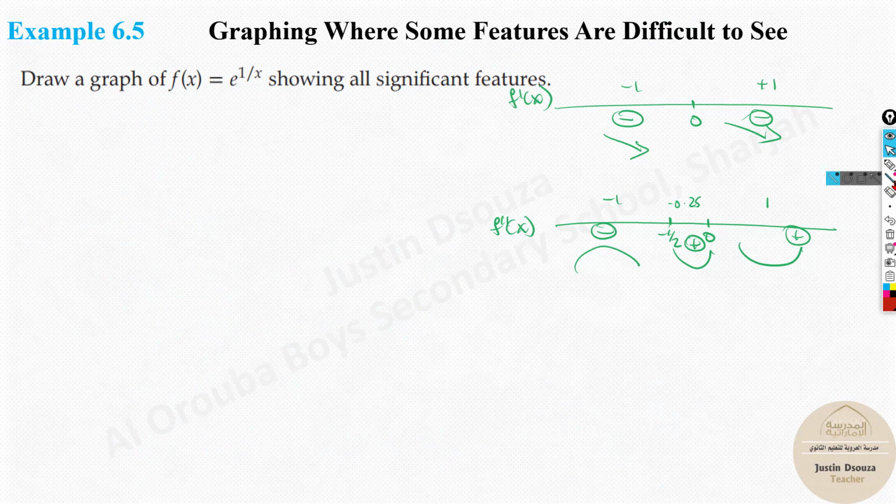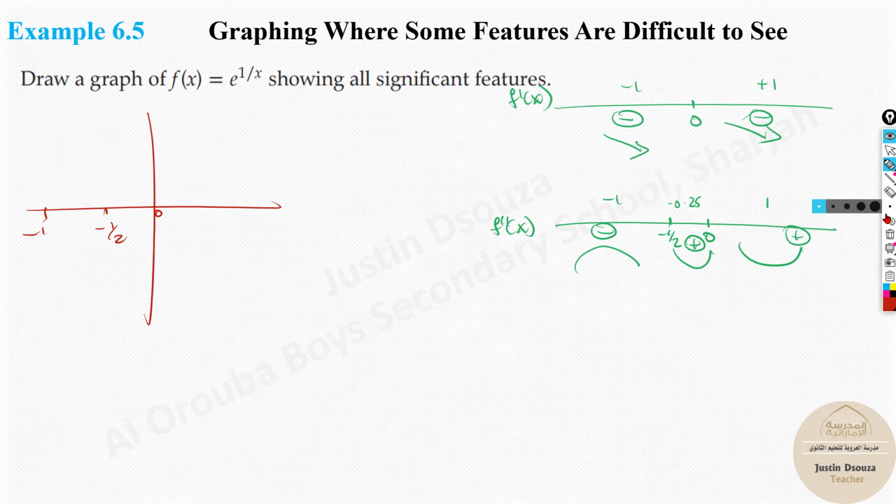To graph, let's draw the coordinate plane first. Let's just draw it roughly. Over here 0. There is minus half and minus 1. Those are the important points. Over here there's only 0. Over here 0 and minus half. Sorry, minus 1 is not required.